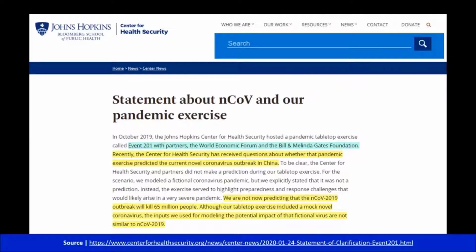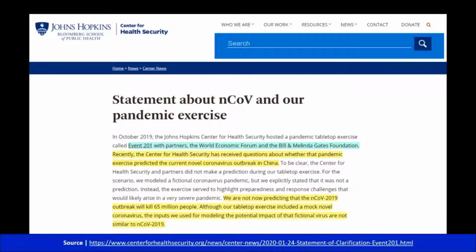It says, statement about the new novel coronavirus and our pandemic exercise. In October 2019, the Johns Hopkins Center for Health Security hosted a pandemic tabletop exercise called Event 201 with partners, World Economic Forum, and the Bill and Melinda Gates Foundation. Recently, the Center for Health Security has received questions about whether that pandemic exercise predicted the current novel coronavirus outbreak in China. Okay, to be clear, the Center for Health Security and partners did not make a prediction during our tabletop exercise. For the scenario, we modeled a fictional coronavirus pandemic.